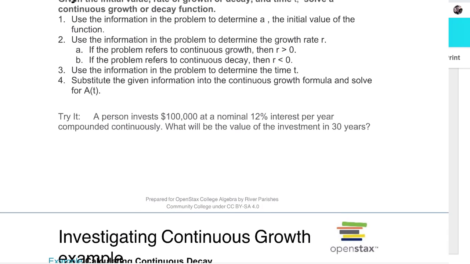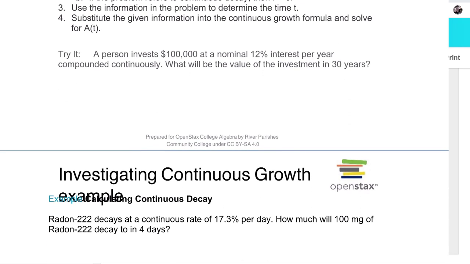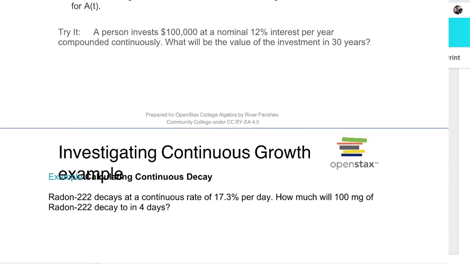Alright, a person invests $100,000 at a nominal 12% interest per year, compounded continuously. What would be the value of the investment in 30 years? So A of t is equal to P e to the rt. In this case, we're investing $100,000, e to the r, which is the interest rate, 0.12, times t, which would be 30.